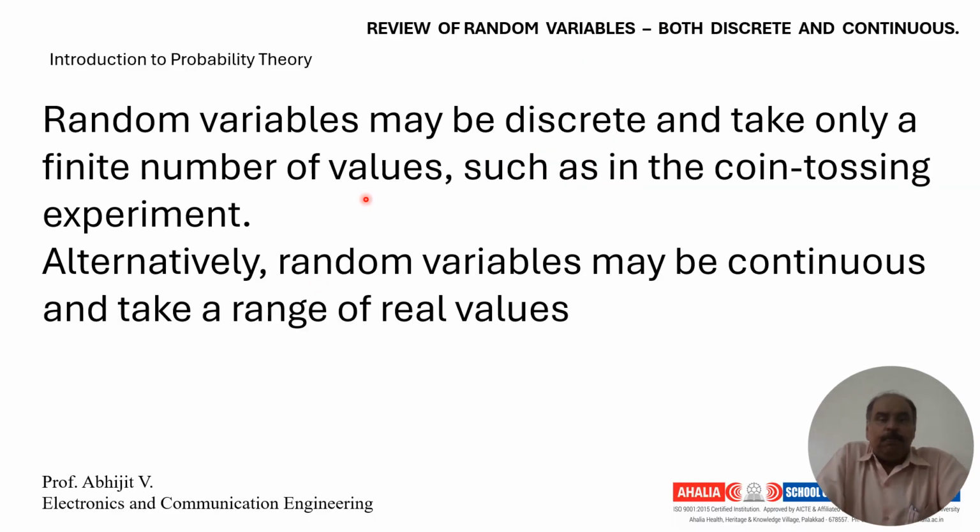Random variables could be discrete and take only a finite number of values, such as the experiments we have seen, coin tossing, etc. Random variables can also be continuous, taking values from a range. So what is a discrete random variable? What is a continuous random variable? We'll be studying both these things in detail in the coming lessons.